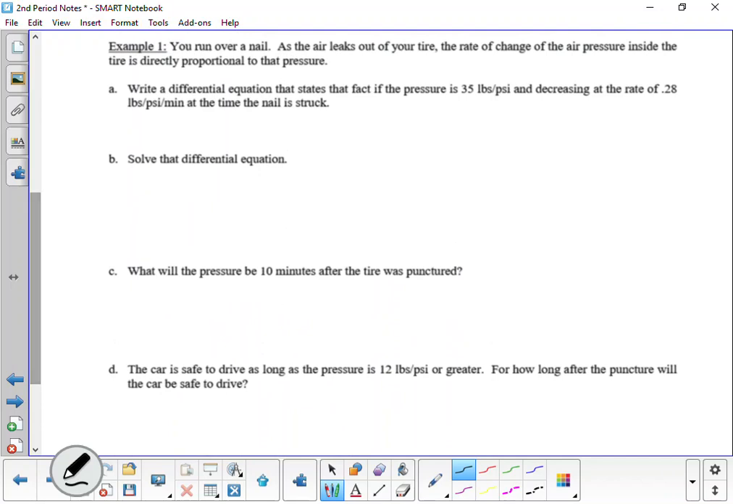All right, so let's do one. You run over a nail. As air leaks out of your tire, the rate of change of the air pressure inside is directly proportional to that pressure. So this is the rate of change of pressure is directly proportional to that pressure. I don't have to separate and integrate again because it's the formula that we already solved for, so we can just go straight to, oh, that's our first one, write a differential equation. This is our differential equation.